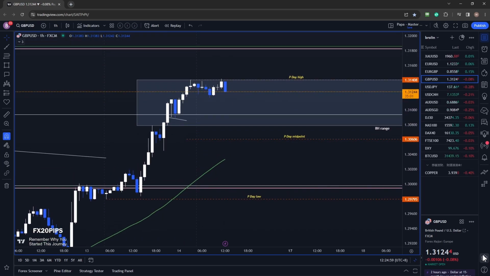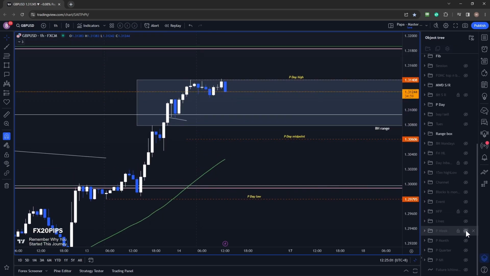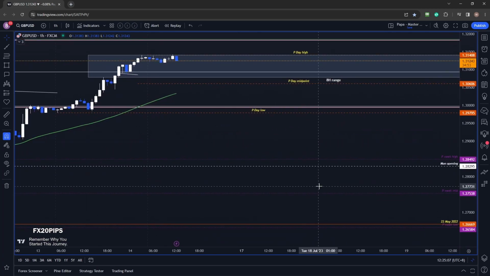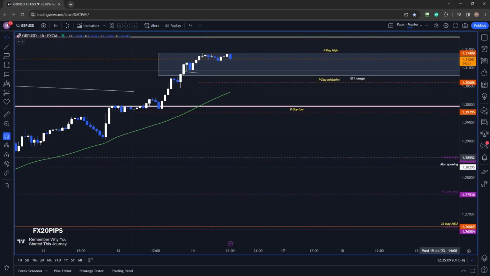Yes, where is the previous week? Hang on, previous week must be so low at the bottom. There we go. You can see how much movement there is for this week. The previous week high was there in Monday opening, and here we are. All right, so the temptation for it to retrace is there.